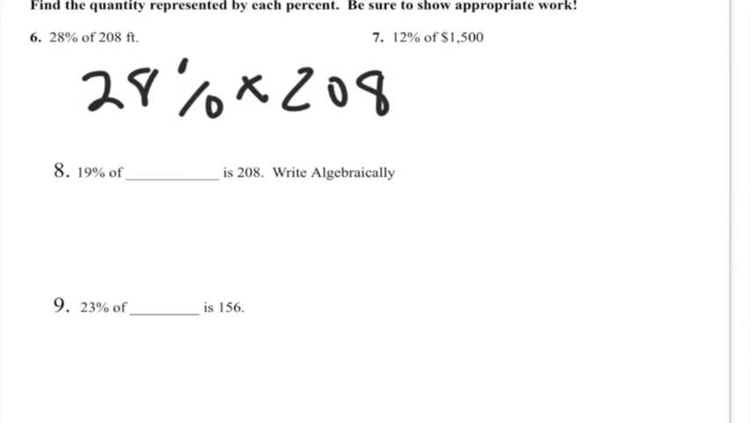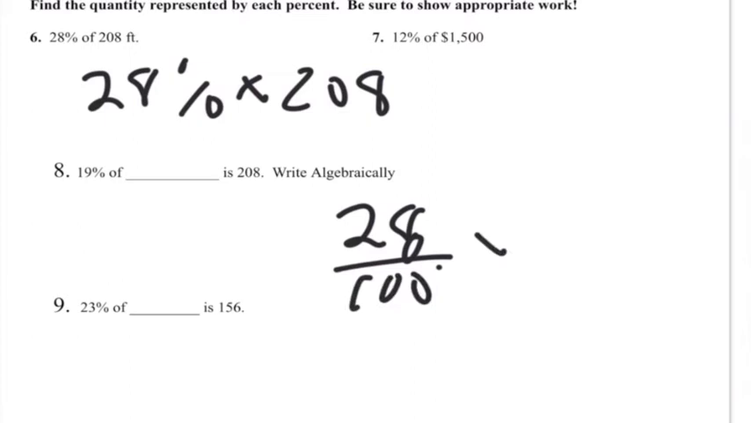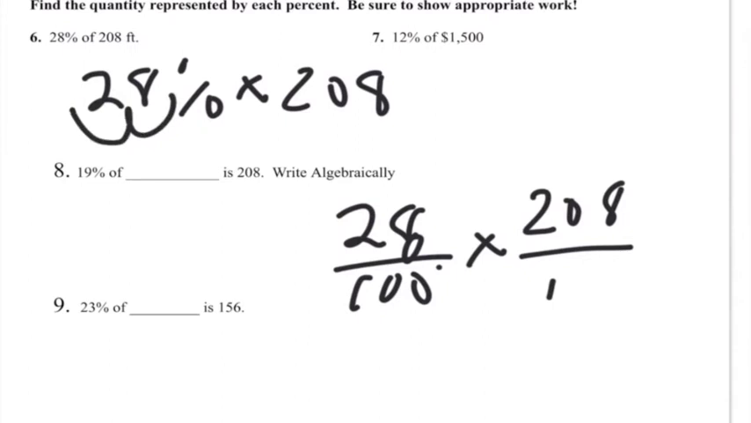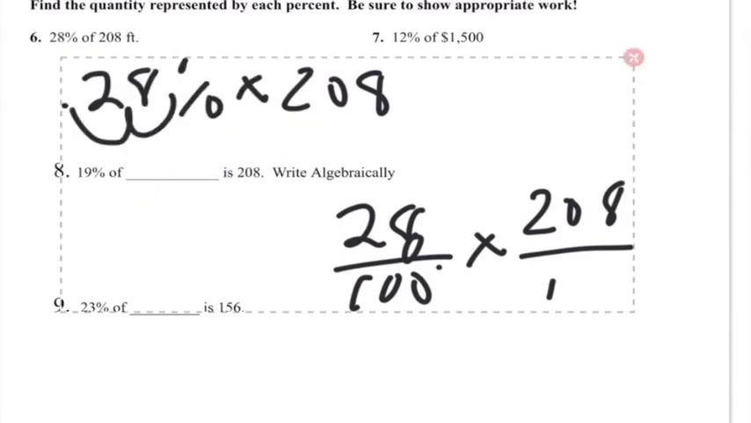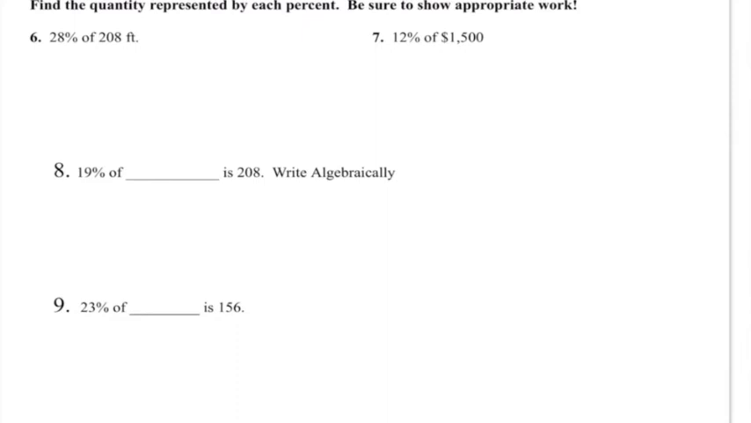So you could do it one of 2 ways. You could take it and write 28 over 100 times 208 over 1, and that'll give you the same answer. We could reduce and so forth. Or what I like to do is just make it into a decimal. So we move the decimal over 2 places. So let me just erase some of this. So we have 0.28 times 208.